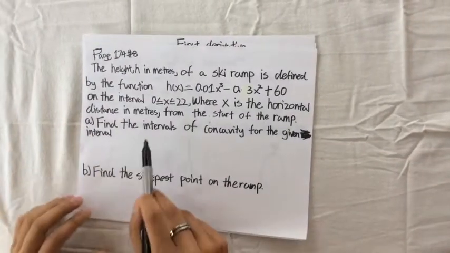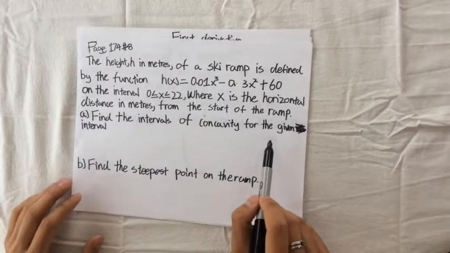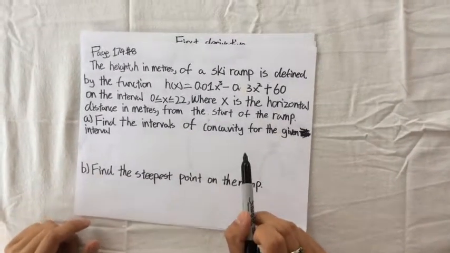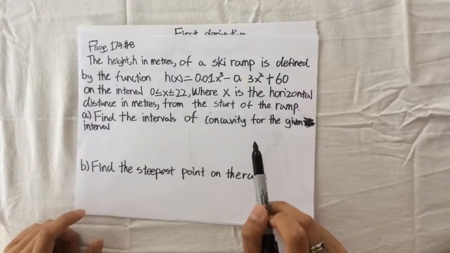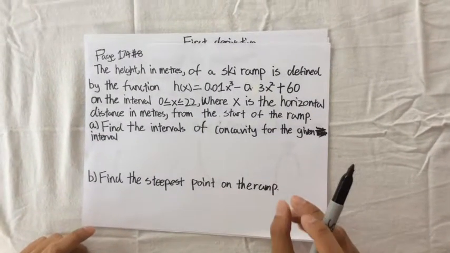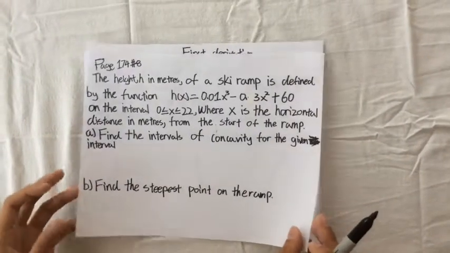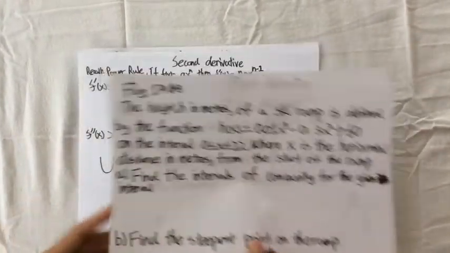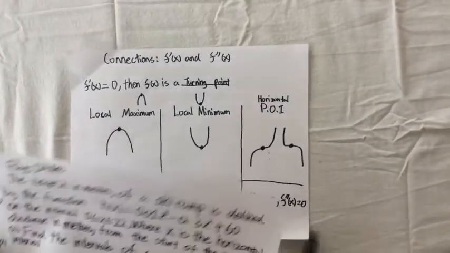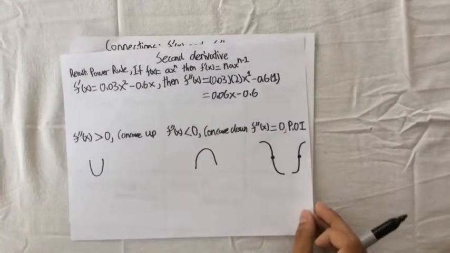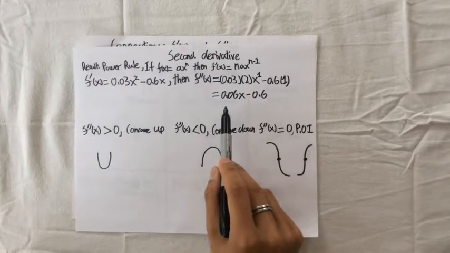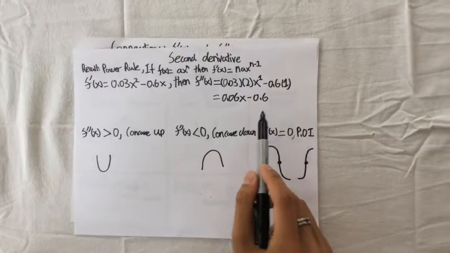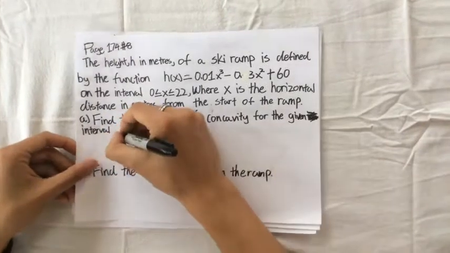So find the intervals of concavity for the given interval. So this question asks us for the concavity. Remember we mentioned how the second derivative models the concavity of the function. So let's find the second derivative of the original function. And previously, we concluded that the second derivative is f double prime of x equals 0.06x minus 0.6. Let's just copy that down here.